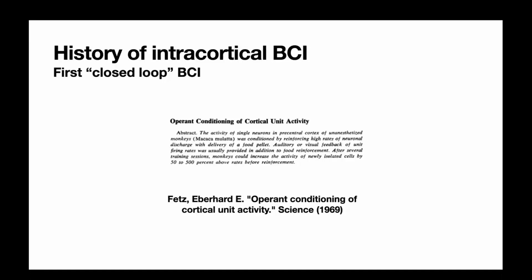And that taught us a couple of things. One, operant conditioning works. You can actually, just through feedback alone, teach a person to change something about their behavior and therefore their neural activity, in this case, a monkey. And also the closed loop BCI is a thing.